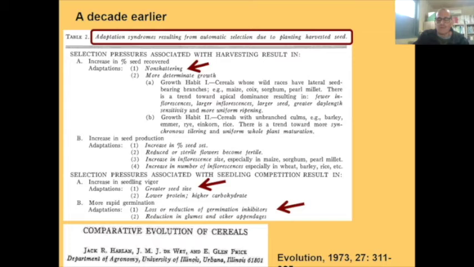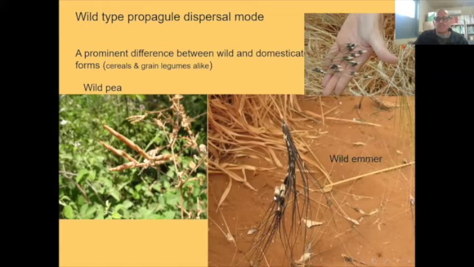For example, this is a spike shattering in wild emmer wheat. Upon maturity, the spike disarticulates into the propagules, which are single spikelets, each carrying a pair of seeds. And this is wild pea shattering pods. Actually, you can see a single seed in here, still held by the pod, but all the other seeds jump off the pod upon maturity.